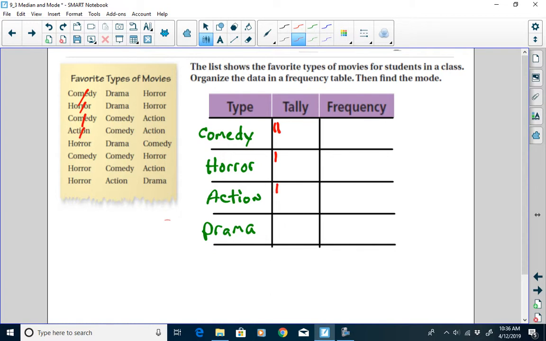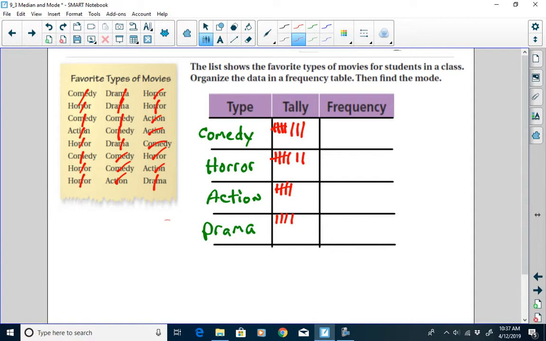Action, horror, comedy, horror, horror, drama, drama, comedy, comedy, drama, comedy, comedy, action, horror, horror, action, action, comedy, horror, action, and drama. Just want to make sure that I have how many?